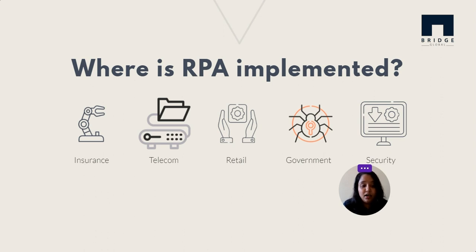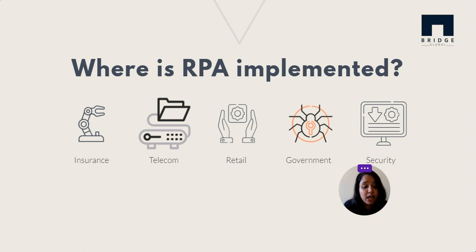Now, in retail, RPA is applied for inventory management, order processing, and customer support. Retailers use RPA bots to reconcile inventory records, process online orders, and respond to customer inquiries. For example, an RPA bot can automatically update inventory levels, fulfill orders, and provide order status updates to the customers.